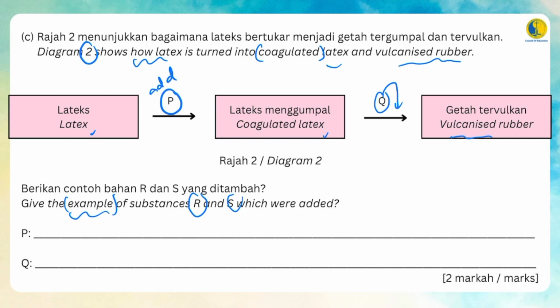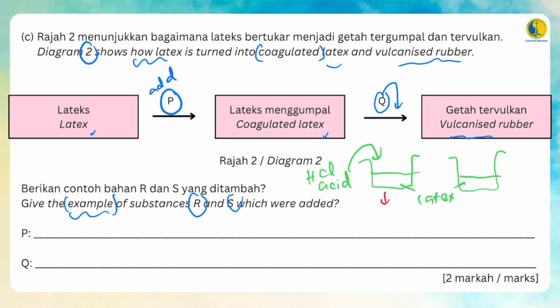Please take some notes. If you were given 2 beakers of latex, this is latex and this is latex. If you were to add in an acid, what is an example of an acid? Hydrochloric acid, vinegar also can. What happened to the latex? They will coagulate.